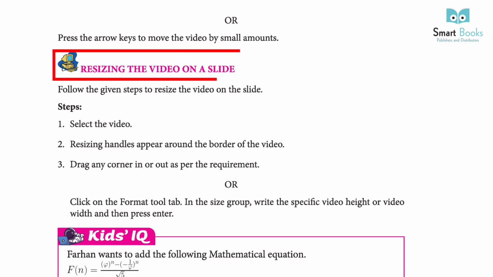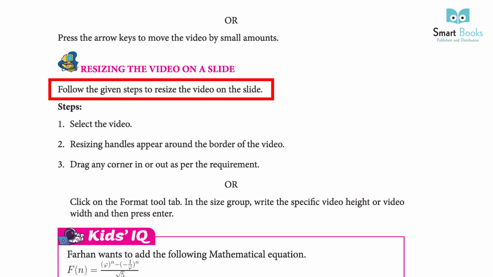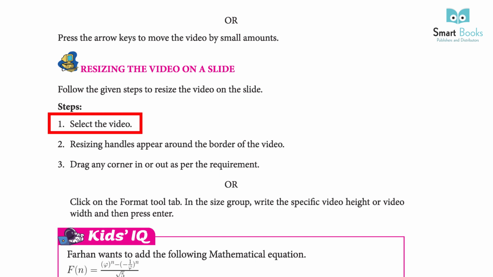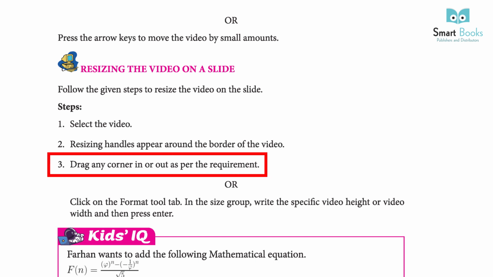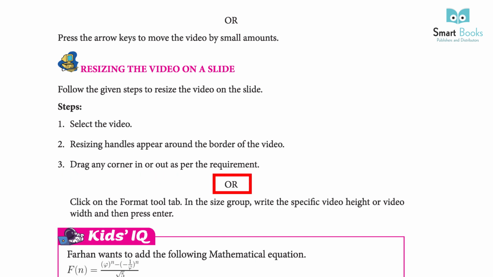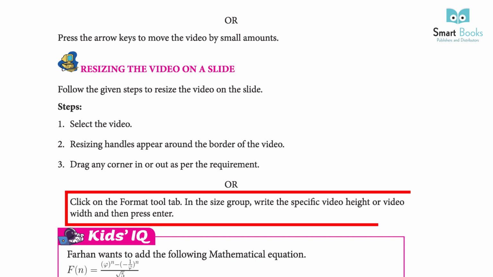Resizing the video on a slide. Follow the given steps to resize the video on the slide. 1. Select the video. 2. Resizing handles appear around the border of the video. 3. Drag any corner in or out as per the requirements, or click on the Format Tool tab in the Size group. Write the specific video height or video width and then press Enter.